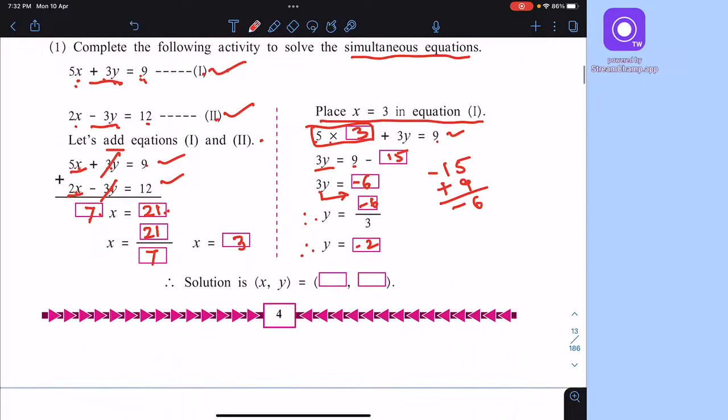Now, while writing the final solution, you have to write the ordered pair x comma y. Ordered pair means it is a pair of elements. There are two elements. And order means where order is important. First you have to write x and then y. Similarly, you have to write the value of x first here. So 3 you write first and y means minus 2 you write here. This is the final solution.